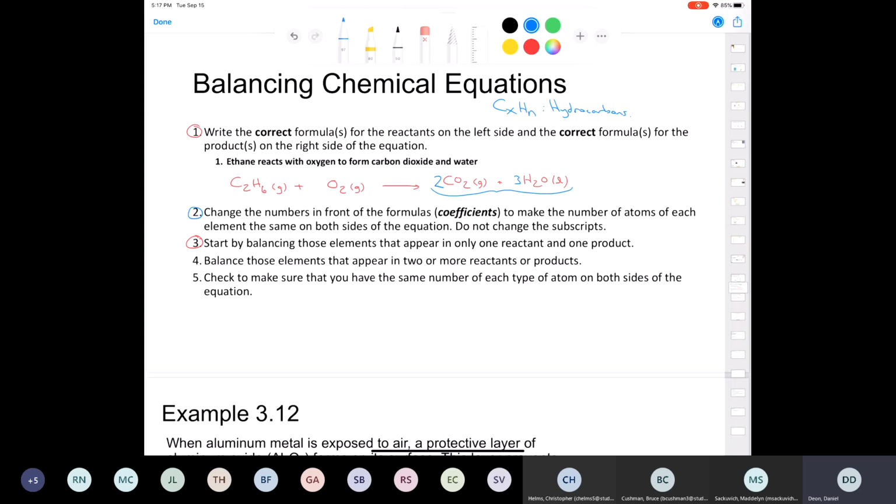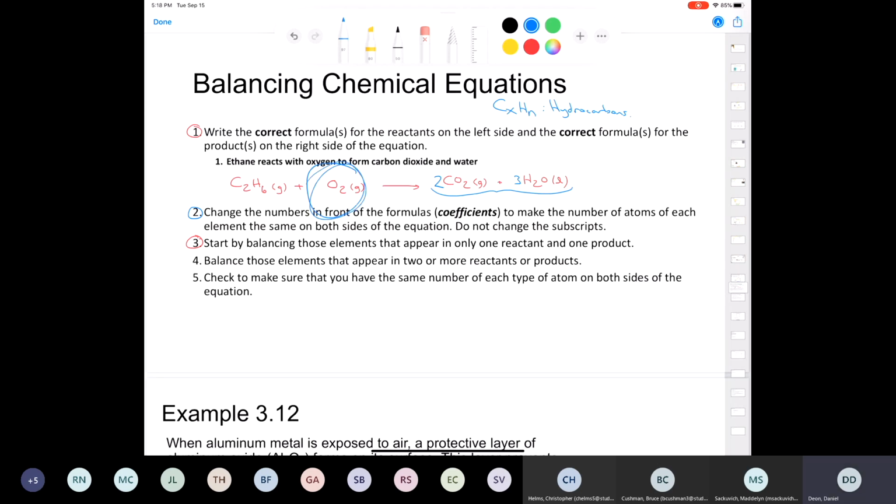Who could tell me how many total oxygen atoms are on this side, on the product side? Not a trick question. Yes, thanks, Bruce. He's exactly right. There's 7 total. There's 3 from the water molecules, and there's a total of 4 from carbon dioxide. So there's a total of 7. Now the question is this.